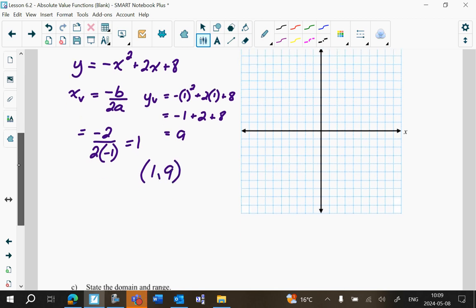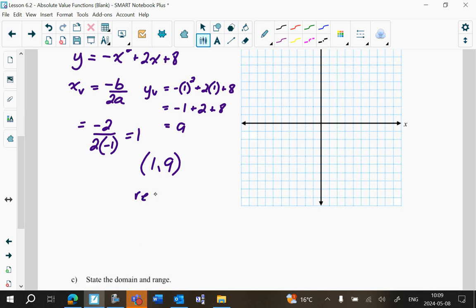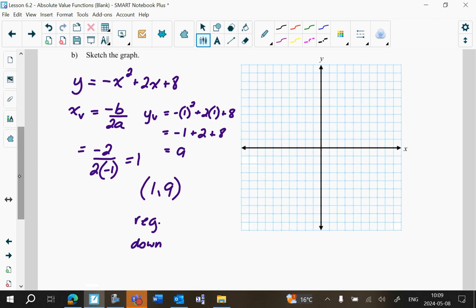There's no number in front of the x squared, so it's regular, which means 1 across, 1 up, or 1 down, 2 across, 4 up, or 4 down. But we also know that it goes down. So it's regular and it opens down. So we go to 1, 9, 2, 4, 6, 8, 9. From the vertex, 1 across, 1 down. From the vertex, 2 across, 4 down.